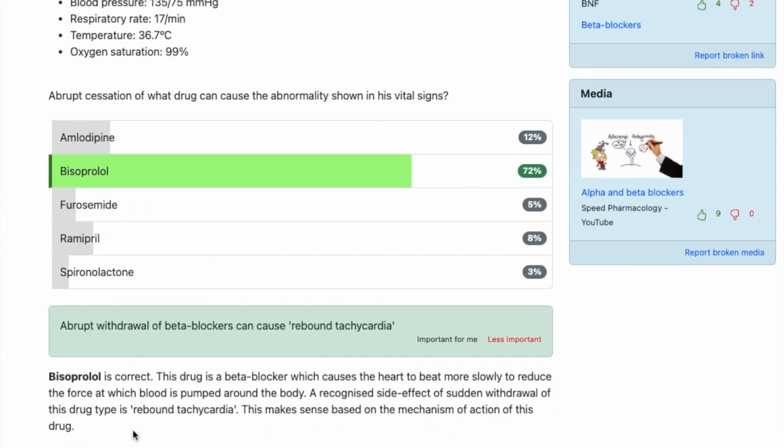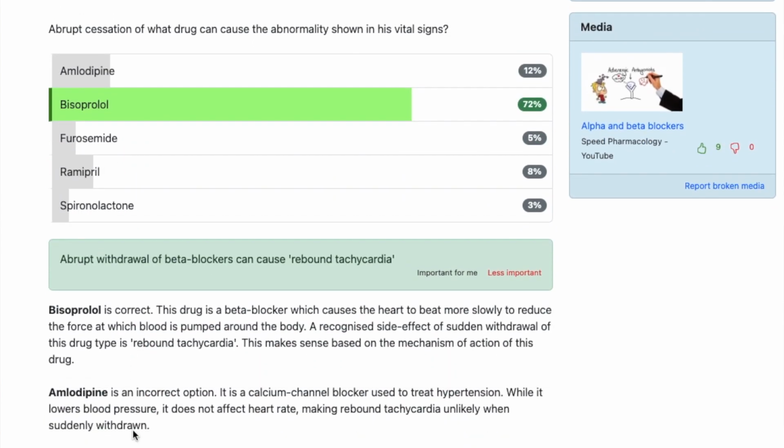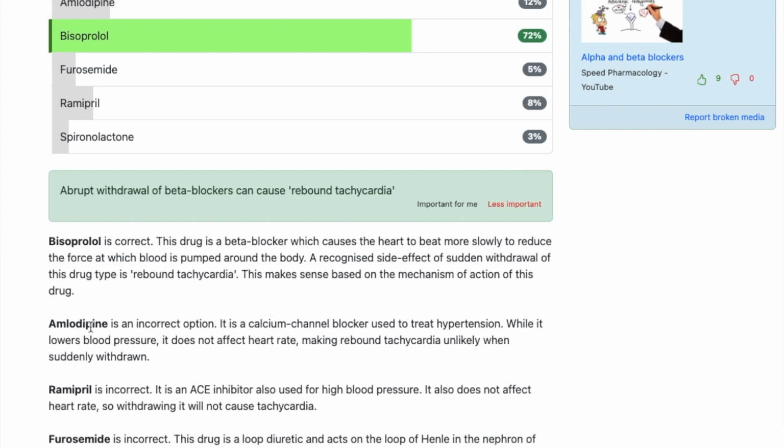But I just wanted to know why amlodipine is wrong. I know that it's used to treat hypertension and it reduces blood pressure. It says that rebound tachycardia is unlikely when suddenly withdrawn. That might be specific to either amlodipine itself or calcium channel blockers, which we weren't really taught.